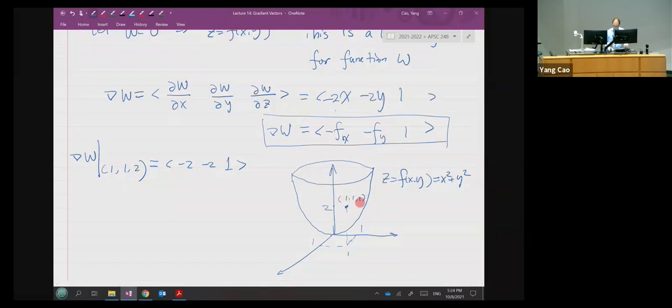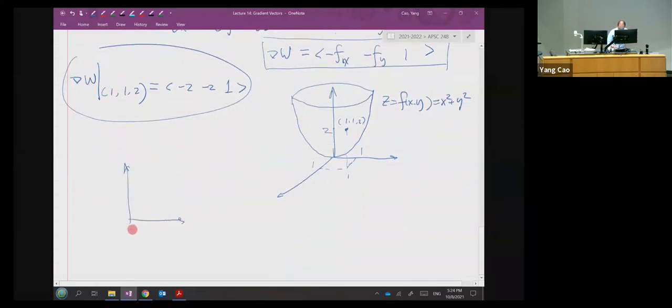Okay. Then this is the gradient vector. So I'm going to sketch this gradient vector according to the practice I have done for the 2D. I will sketch this gradient vector and then attach the vector to this (1, 1, 2) point. I mean, this is a 3D vector. You do exactly the same thing. So how do you sketch?